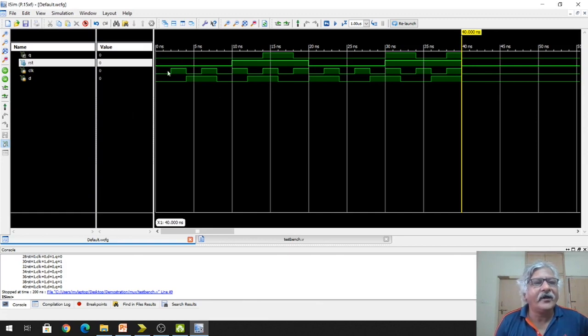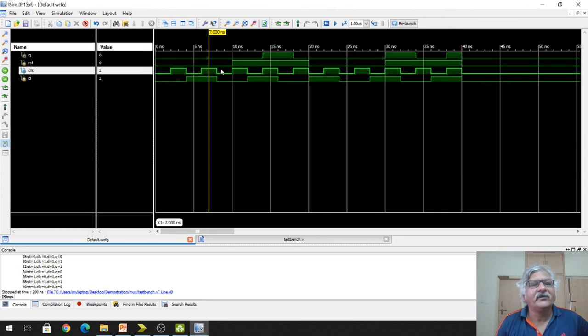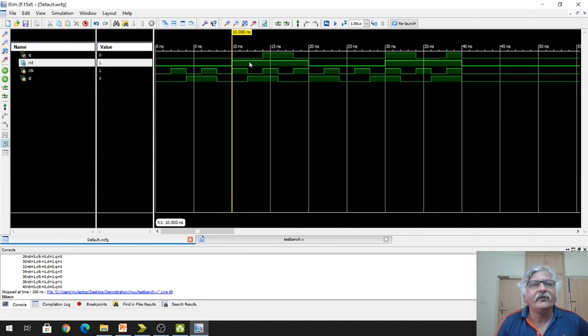Now we will see, if RST is 0, then output will remain 0, whatever may be the value of CLK, whatever may be the value of D input. So see here, at this time RST is 0, that's why Q is 0. This time RST is 0, Q is 0. Whatever changes are taking place in CLK and D, nothing is reflected at the output because RST is 0. Now at 10 ns, RST will become 1 and it will remain 1 up to 20 ns.